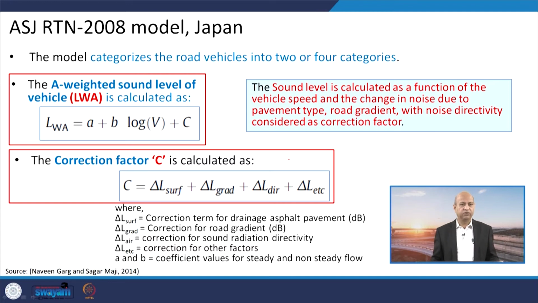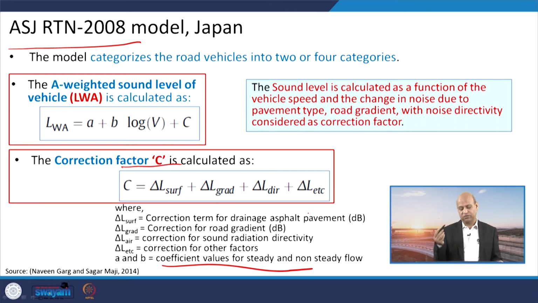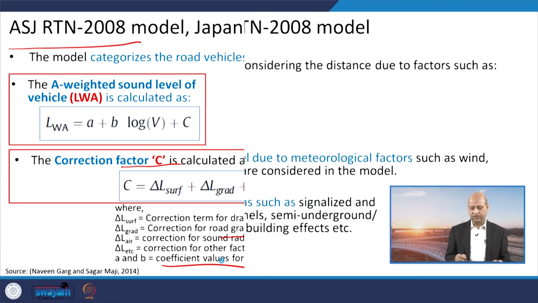Then if we talk about Japan, so they have their own model, that is ASJ RTN 2008, and this is the relationship where A and B are basically coefficient values for steady and non-steady flow. Okay. And you can see these are the values like C correction factor, and they have different kind of correction factors related to pavement material, whether it is asphalt or something else. Okay. And then road gradient is there, and then radiation view angle correction for other factors are there.